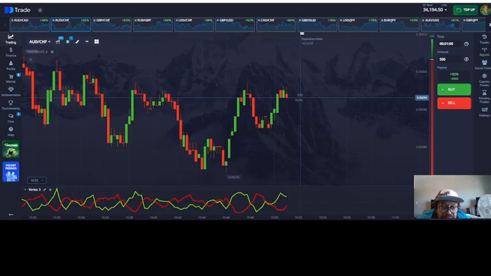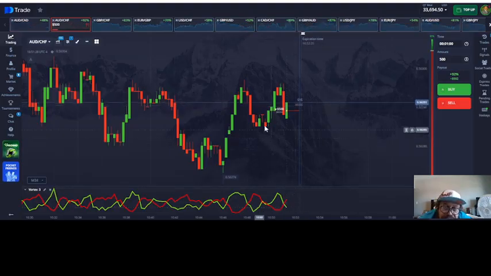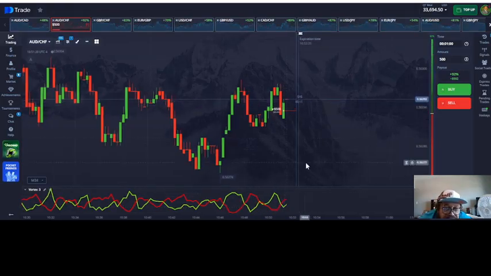Okay, so I'm on the Aussie dollar Swiss franc currency pair, and I'm waiting. Okay, there goes the cross. All right, so the minus VI line crosses the plus VI line here in an upward direction. So I went ahead and took a sell trade here.